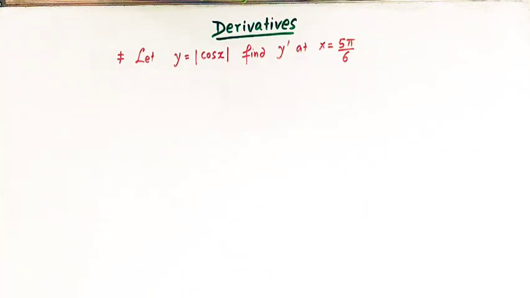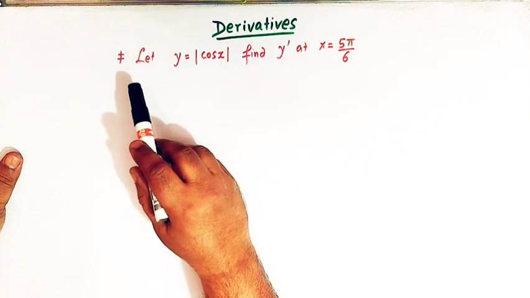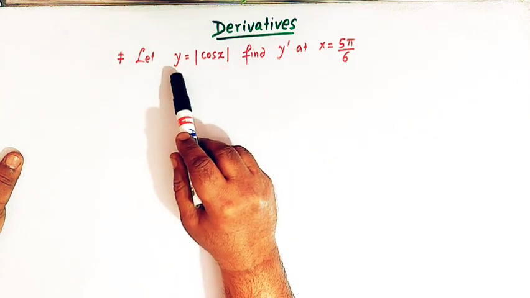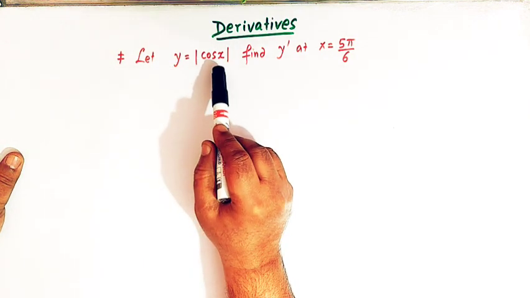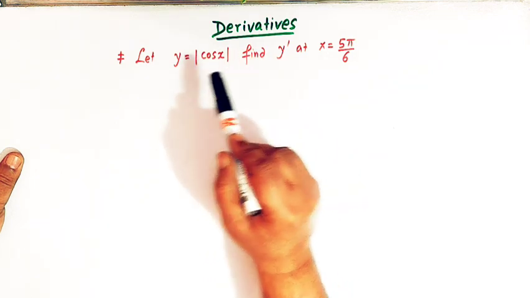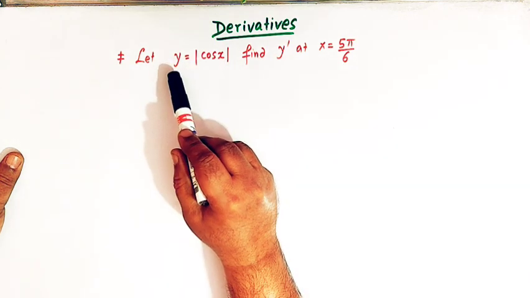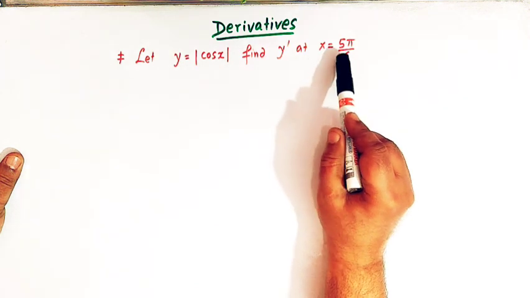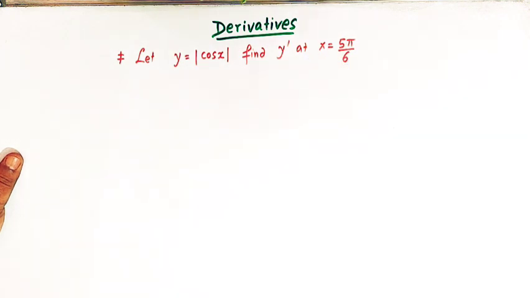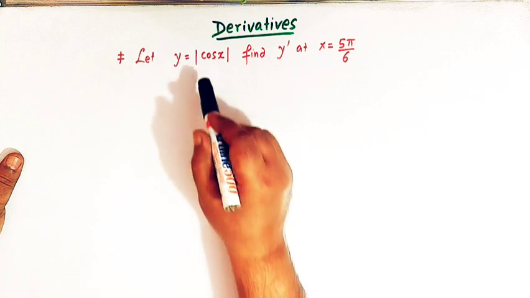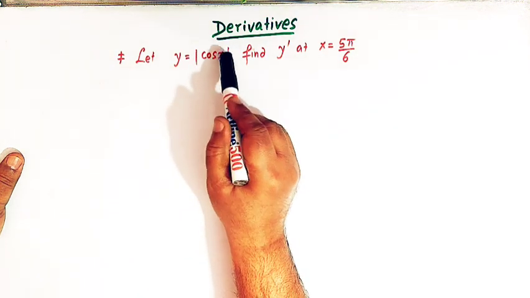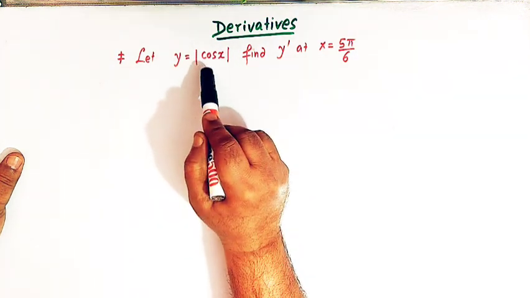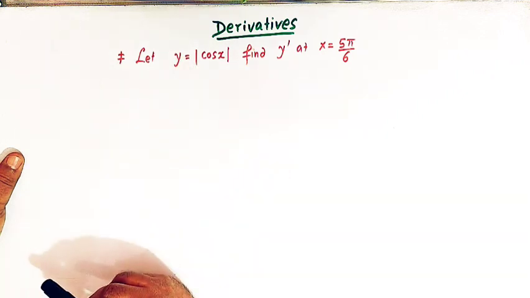Hello viewers, in today's class we are going to discuss an important problem from derivatives. Here we have a problem in which we are given a function y is equal to mod of cosine of x, and we have to find the derivative of this function y at x is equal to 5 pi over 6. So here we see that we have a trigonometric function involving the mod function.